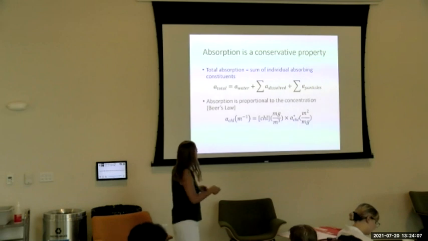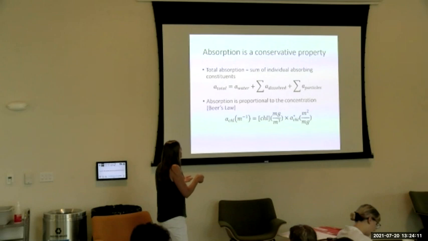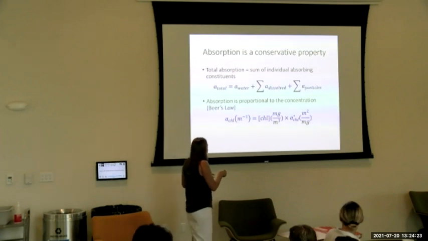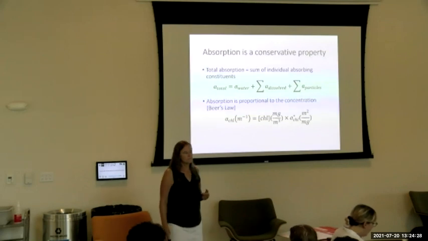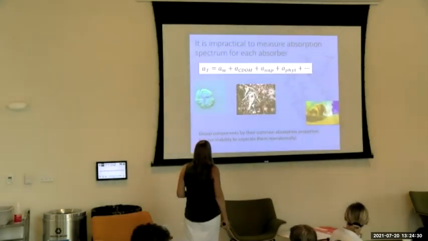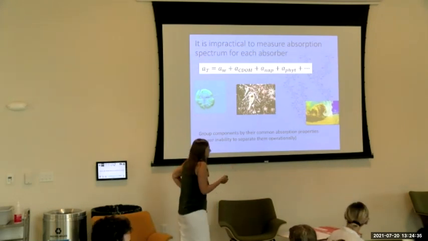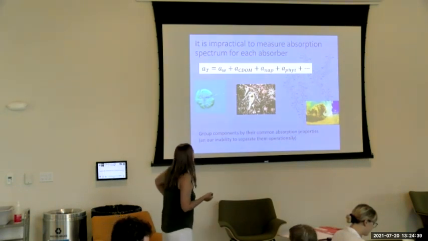So this math, or the fact that you can sum all of your absorptions to get the total, that it's conserved, and that each one of these materials is proportional to its concentration, makes absorption really easy. Great. Okay. So what we need to do is be able to measure the absorption by every constituent. And that's really hard.